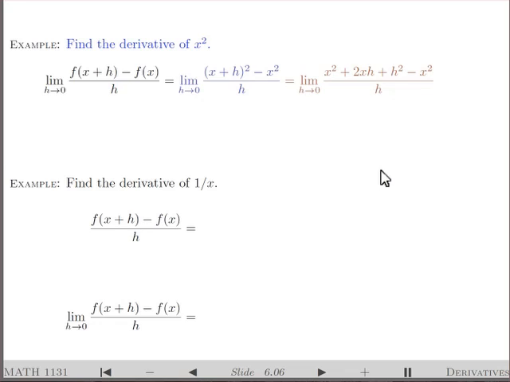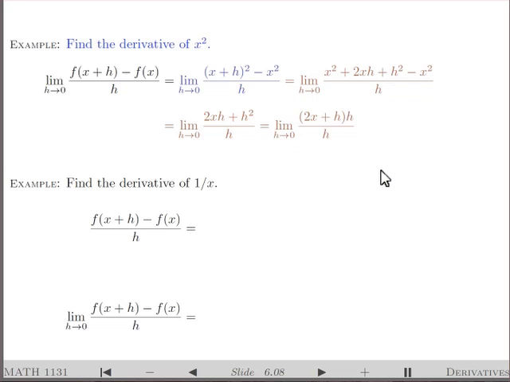And then I have minus x squared for the numerator. The like terms are x squared and minus x squared. They cancel, so I just have 2xh plus h squared in the numerator. I can factor out an h, which gives me h times (2x + h) in the numerator.